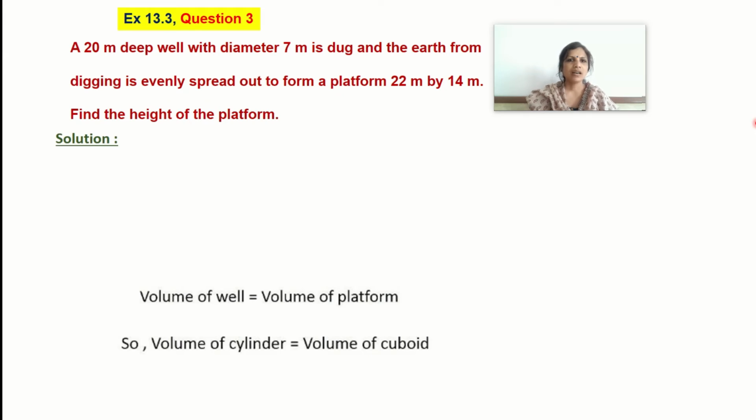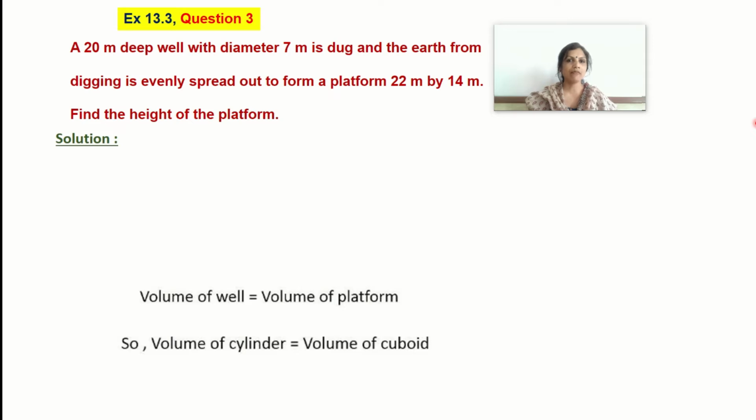The question is, a 20-meter deep well with diameter 7 meter is dug and the earth from digging is evenly spread out to form a platform 22 meter by 14 meter. Find the height of the platform. Now just understand which shape we are converting into which other form. So a 20-meter deep well is dug and the earth from the digging is arranged or put in the form of a platform. So cylindrical well gets converted into cuboidal platform. So just the change of shape.